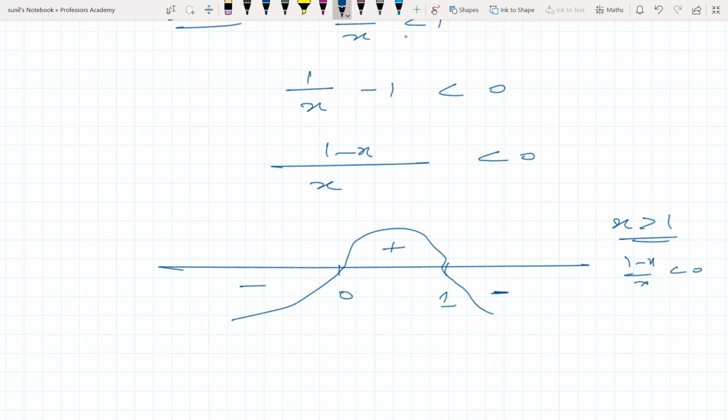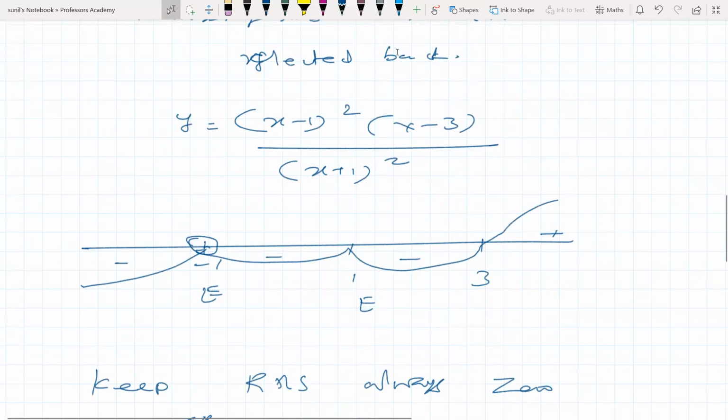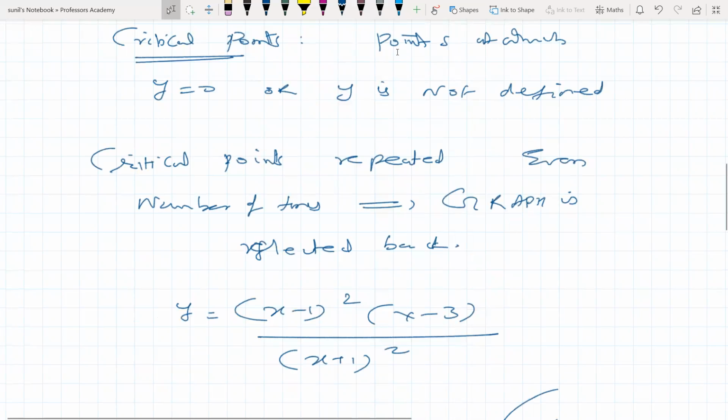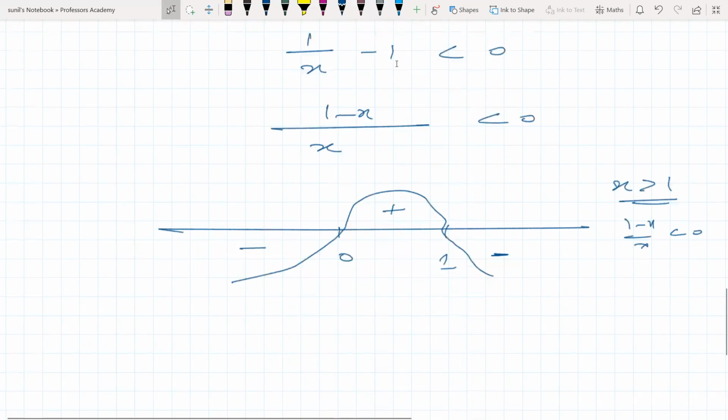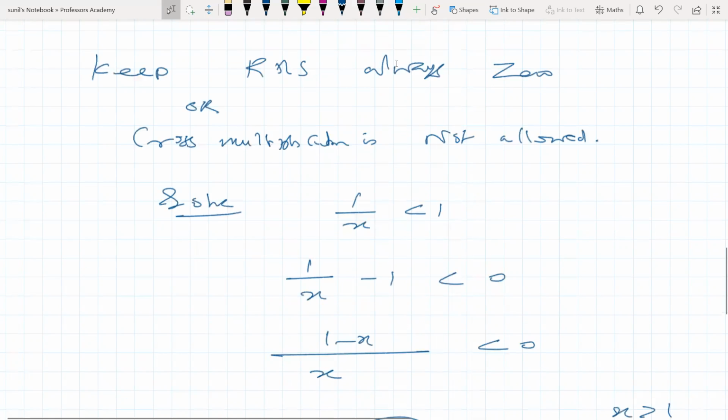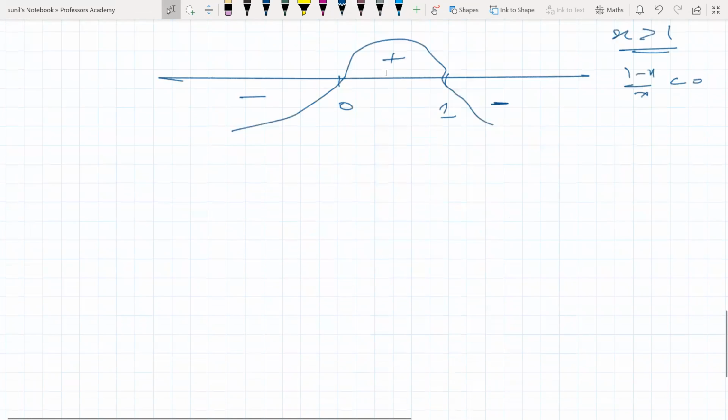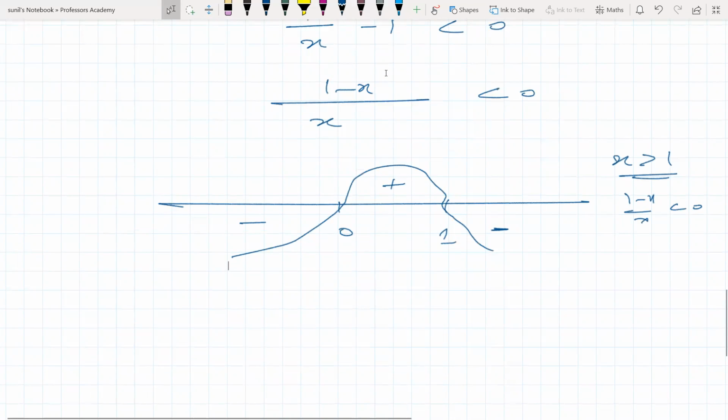So the Wavy curve is for checking the sign, whether the expression is positive or negative. For critical points having even power, the graph is reflected back and will not cross the x-axis. And if the RHS is non-zero, you can take that number to the left-hand side. Cross multiplication is not allowed in the Wavy curve method.